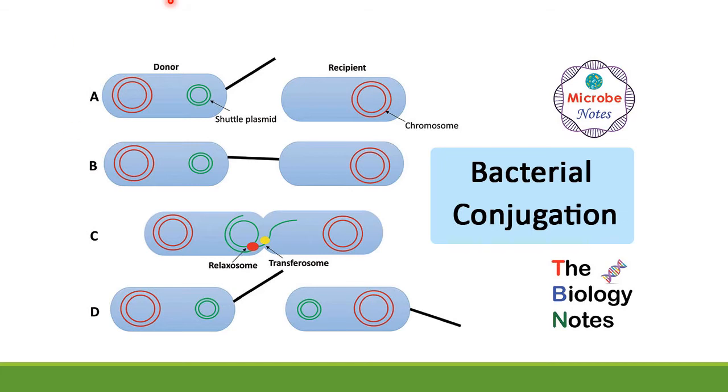Now you can see here, this is the donor cell, this is the recipient cell. The donor cell has a shuttle plasmid. So this plasmid will get transferred to the recipient cell. So how does this happen? Direct contact between donor and recipient cell is made. Then a copy of the plasmid is also made by using relaxosomes and transferosomes, and thus a similar copy of the plasmid is transferred into the recipient cell.